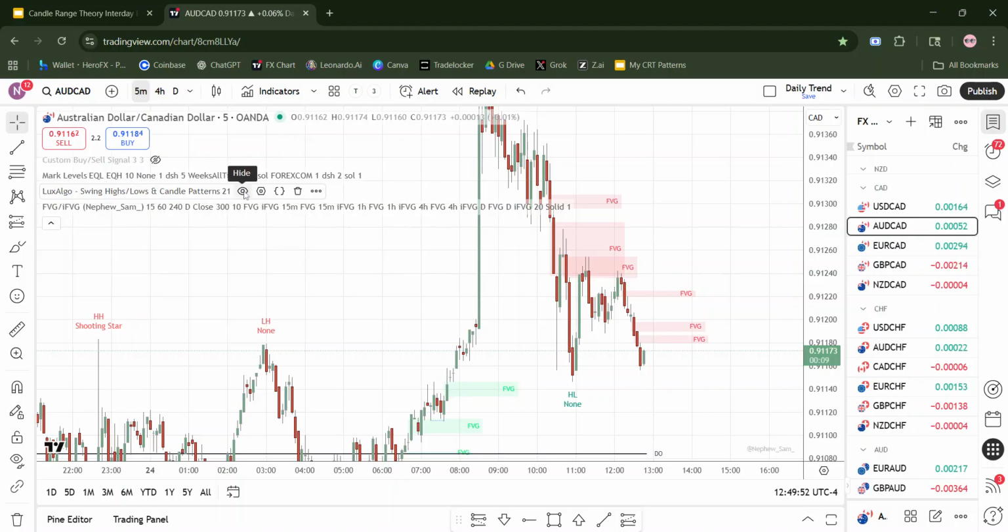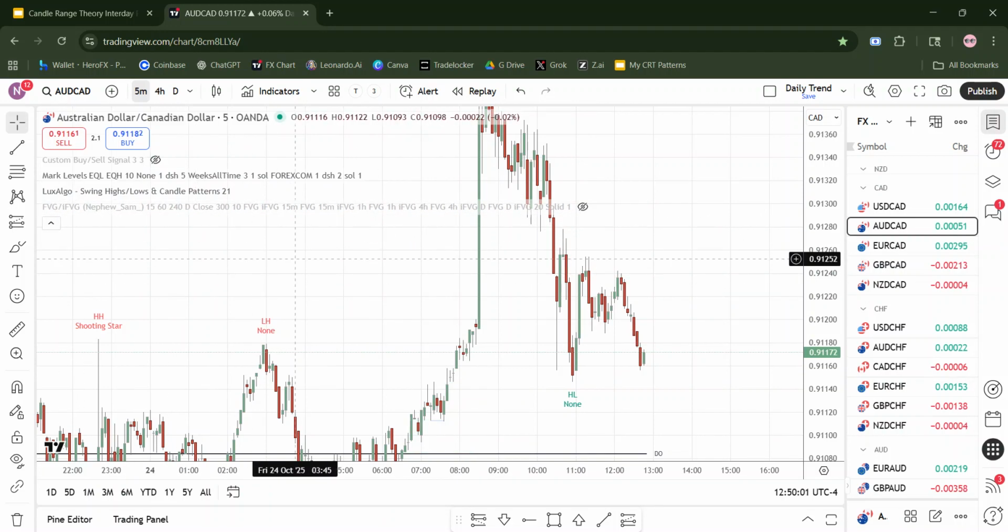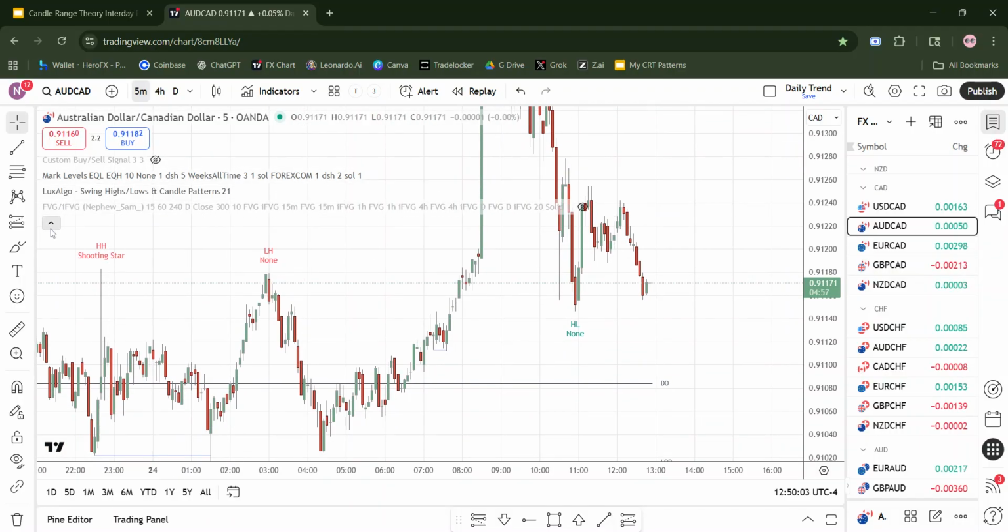But let's just say if you just wanted to use the swing lows. So we'll get rid of the fair value gaps. And let's say I had a long bias on this day. All right. Again, just spitballing here, just making this up, but just so you can see it plays out in real time.